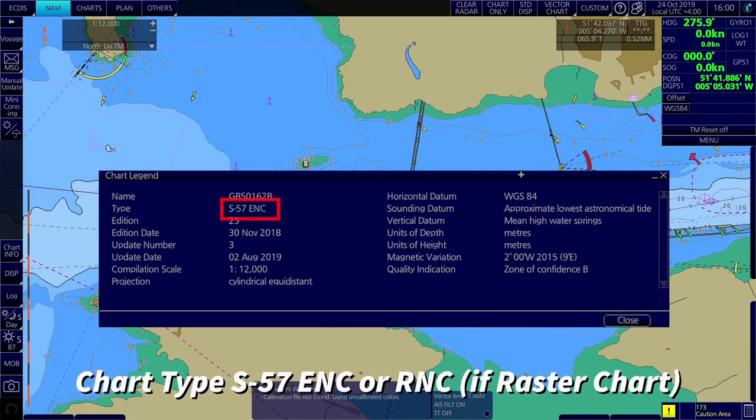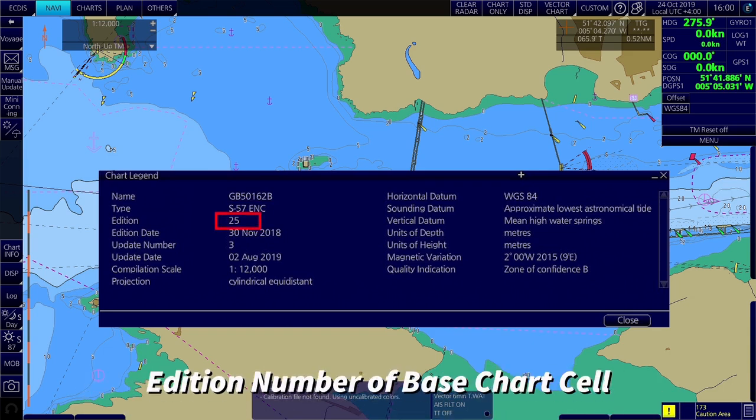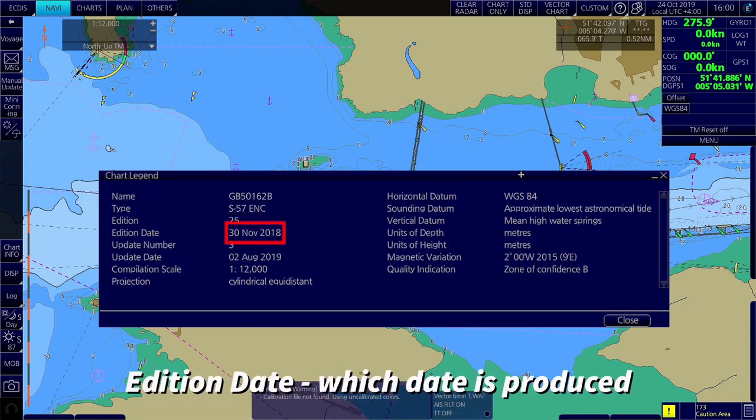The type shows the type of chart you are viewing. Normally this will be either an S-57 ENC or an ARCS RNC. Edition number is the number of the base chart cell. Edition date shows you the publication date of the base chart cell.